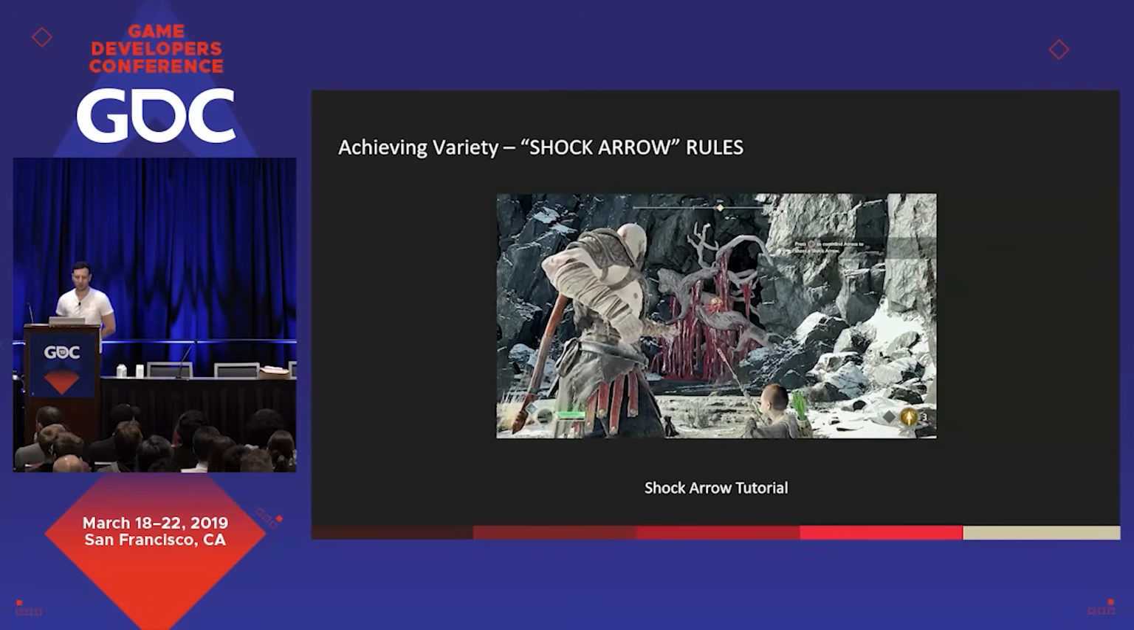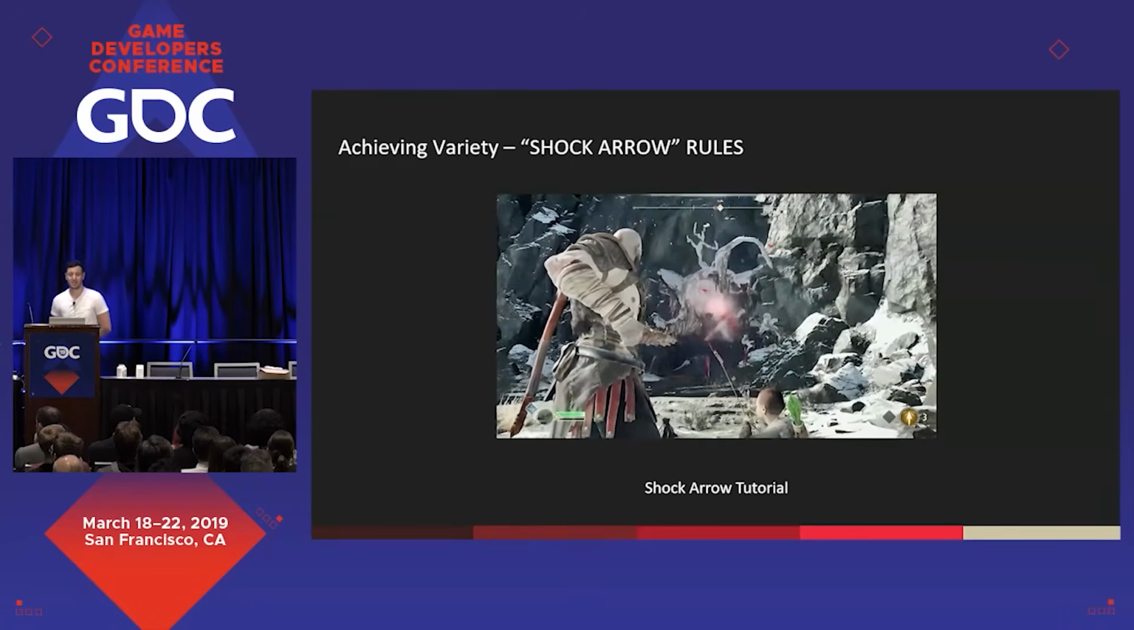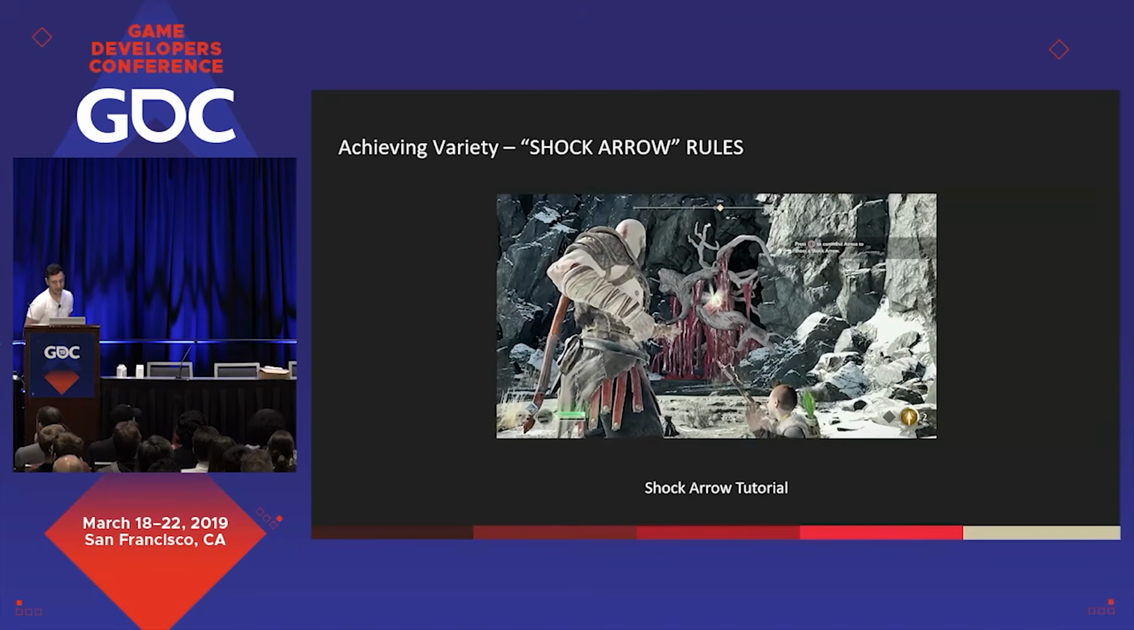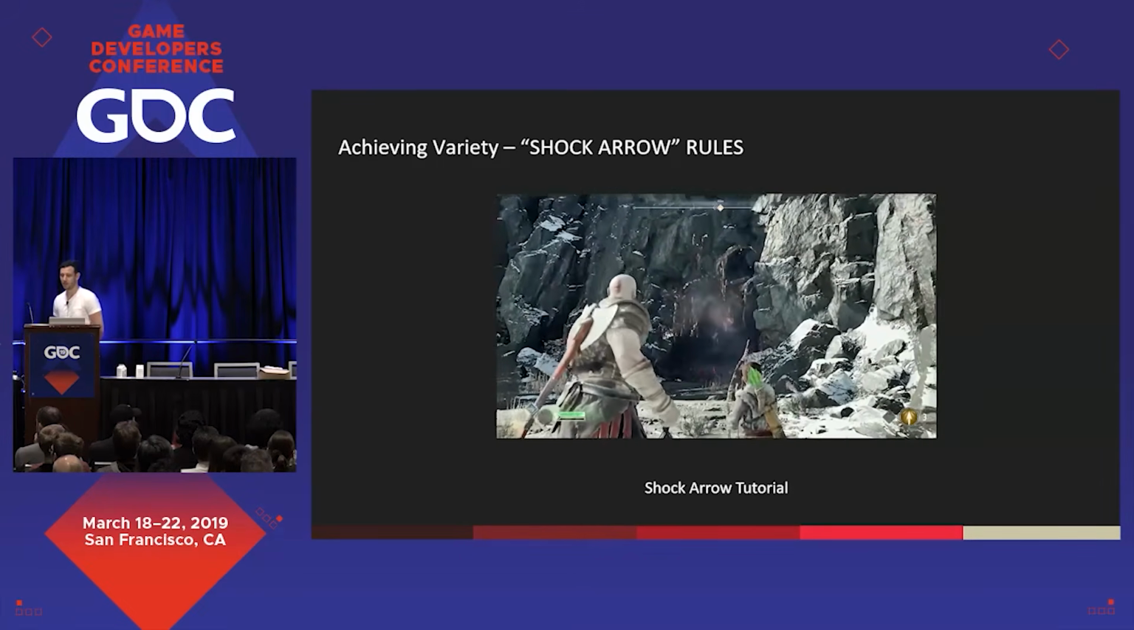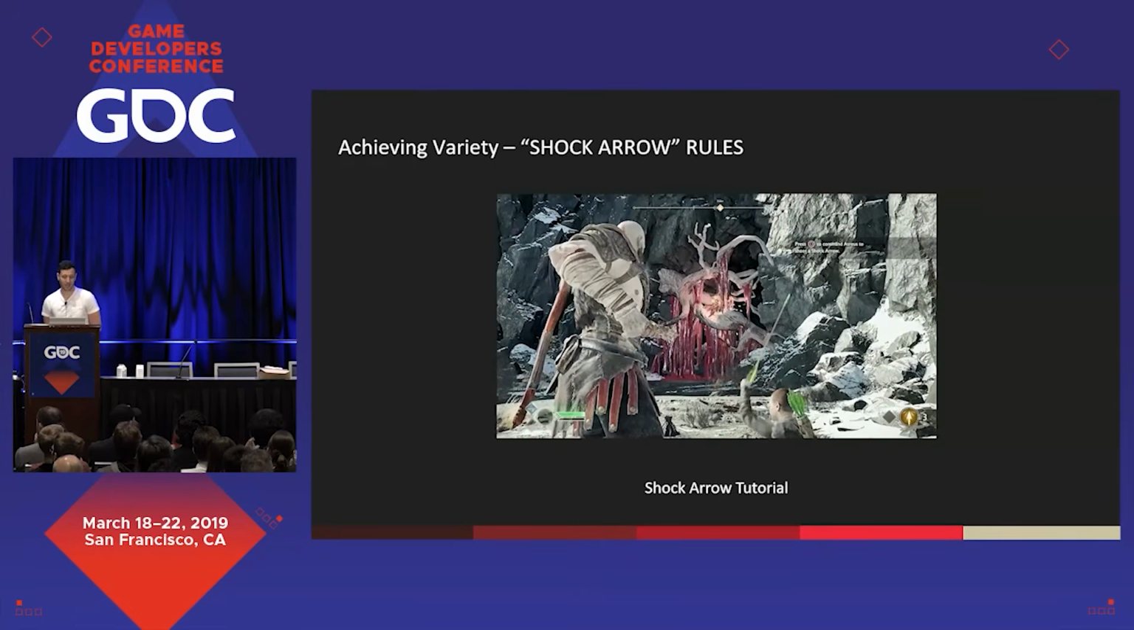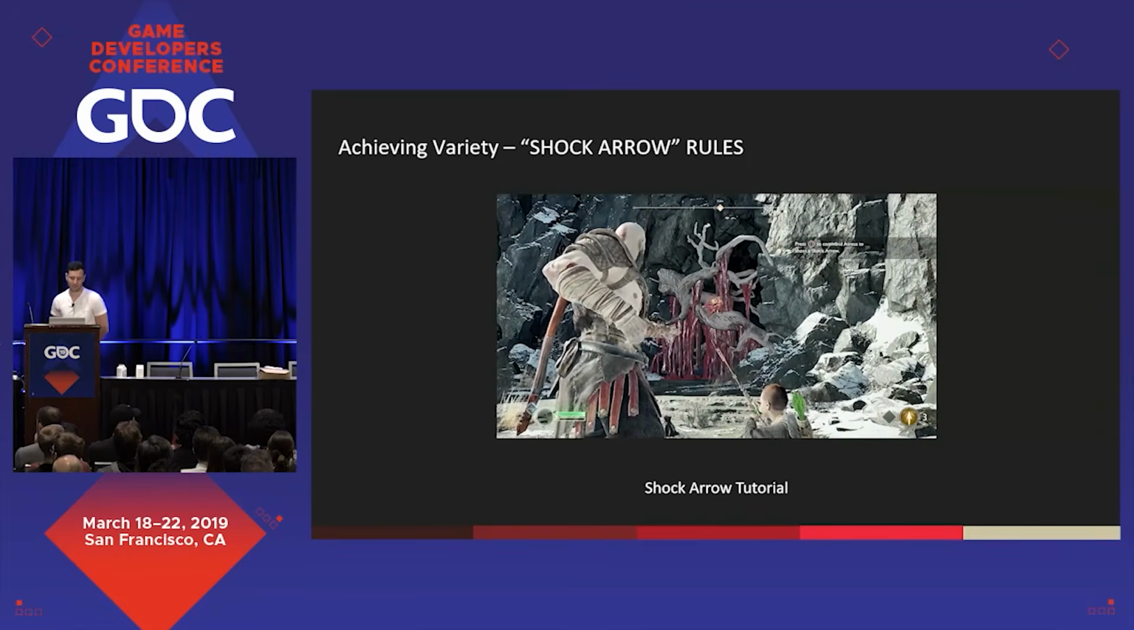So here is the ability that's utilized in the stonemason level. It's called the shock arrow. And shock arrows are super basic. Shock arrows are magic arrows that Atreus can fire at red crystals, and they go boom. And that's pretty much it.